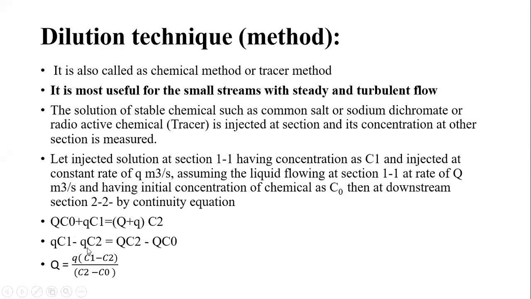And by rearranging these terms, we get the relation as capital Q is equal to small q into C1 minus C2 upon C2 minus C0. Okay, so likewise, we will be able to measure the discharge passing through the river or stream by using this dilution technique. Why is it called a dilution technique? Because here we are going to add the chemical and we are going to reduce its concentration. Means we are going to dilute that chemical. We are going to mix that chemical with water so that its concentration is reduced. So we are going to dilute the concentration.